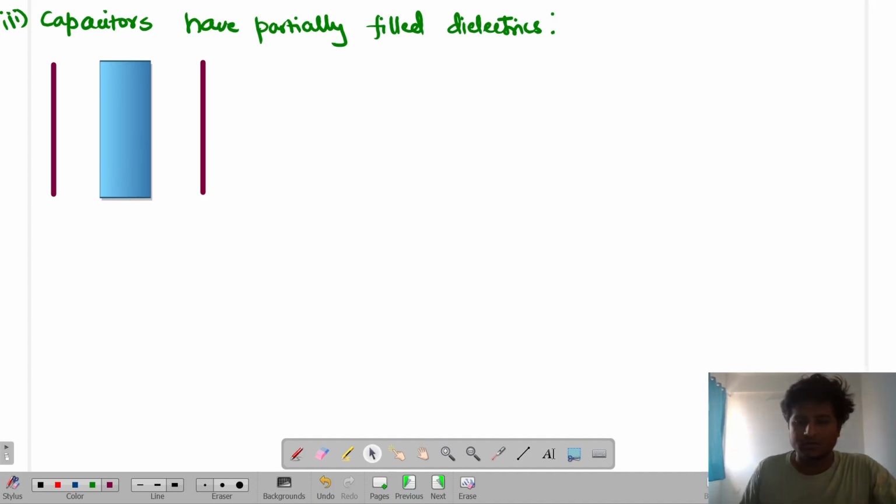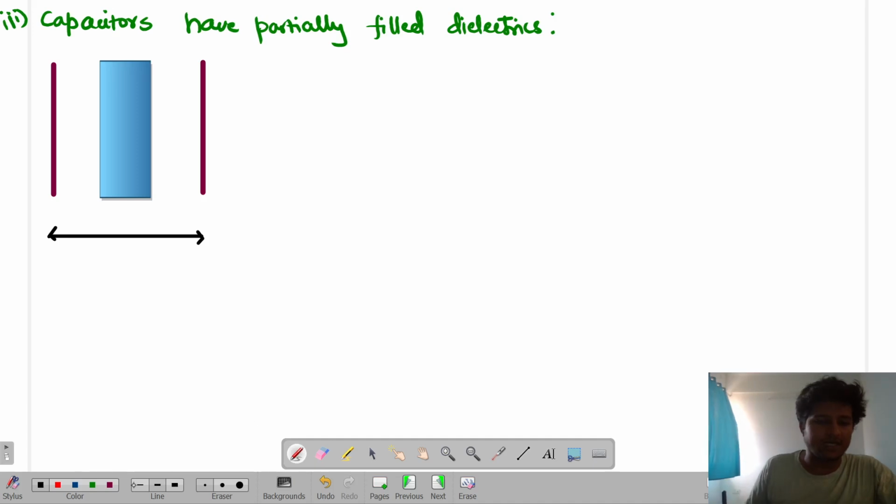Okay. So look over here. Let's suppose the total distance was given as d, while the thickness of the dielectric slab is given as t. Is that clear? So I have this dielectric slab of thickness t, and the distance between the plates is how much? d. So look over here. This is my case 1.